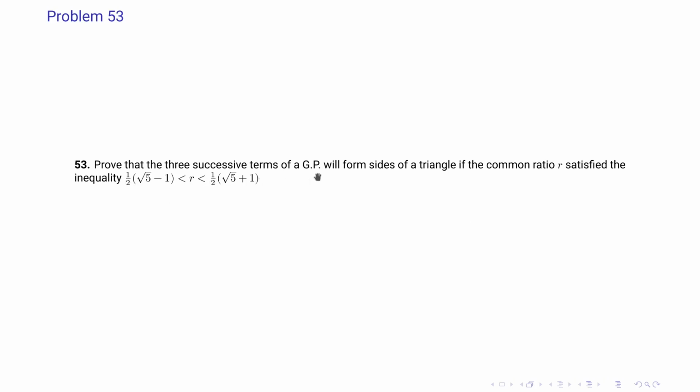Prove that three successive terms of a GP will form the sides of a triangle if the common ratio R satisfies the inequality.